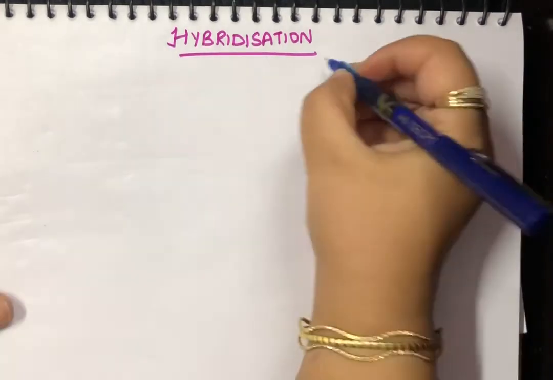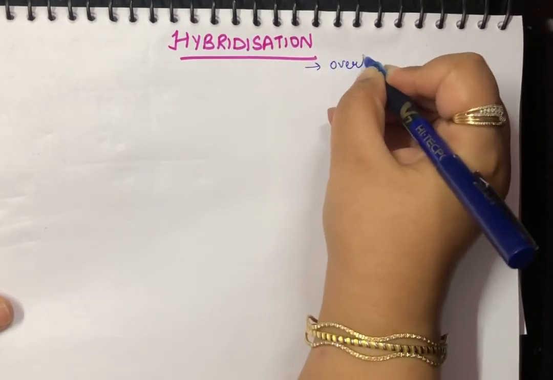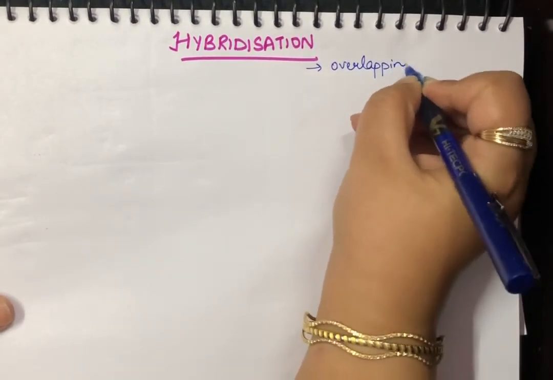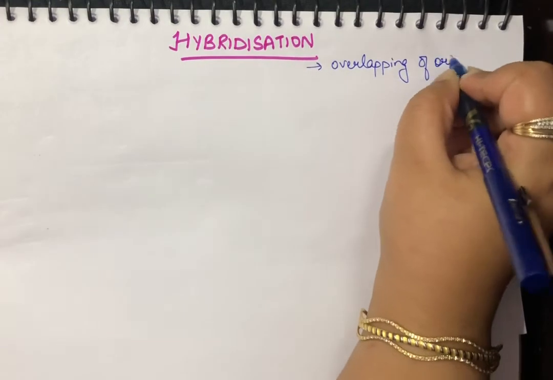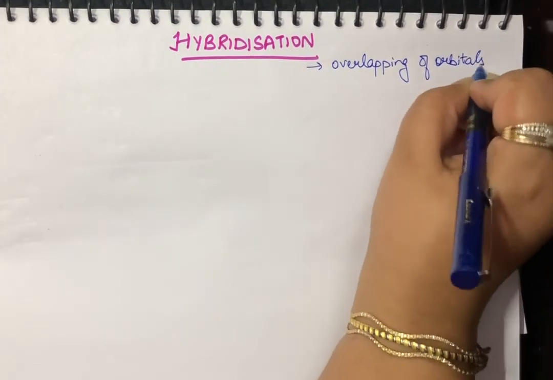Hello students, in this video I'm going to talk about the concept of hybridization and how easily you can calculate the hybridization of a molecule by just looking at it. So now what is hybridization? First of all, hybridization is only for the covalent molecule. What is hybridization? It is overlapping of orbitals to eventually form new hybrid orbitals.